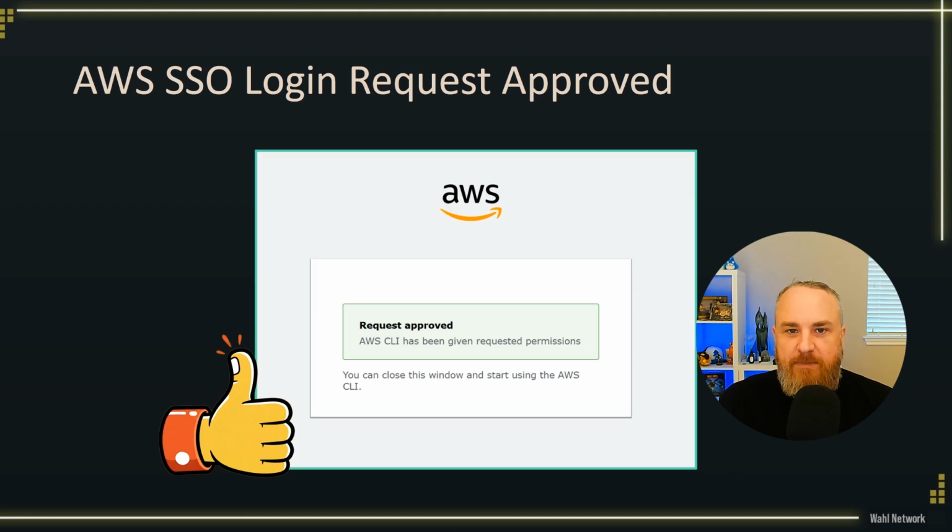So when the browser pops up after you type AWS SSO login, you're going to approve that request. And then you'll see request approved along with this message saying you can go ahead and close the window. The session has been established. You are now connected and permitted to use whatever your role is entitled to via SSO.